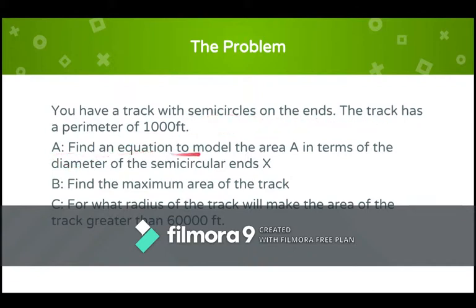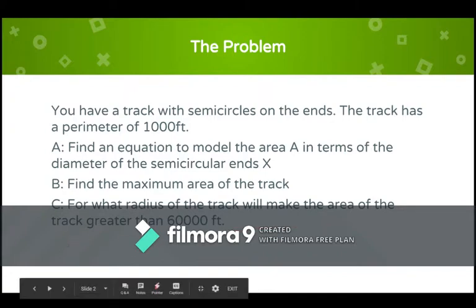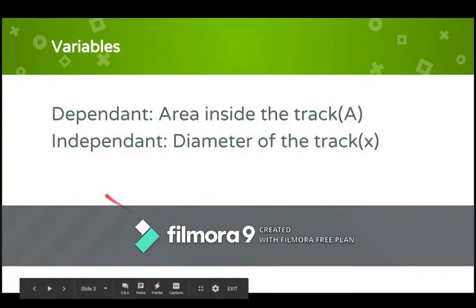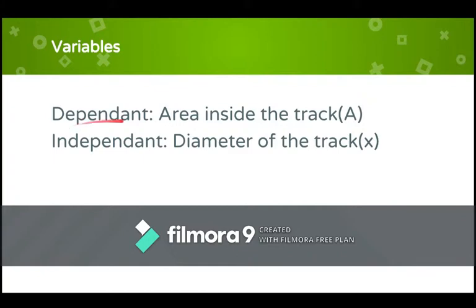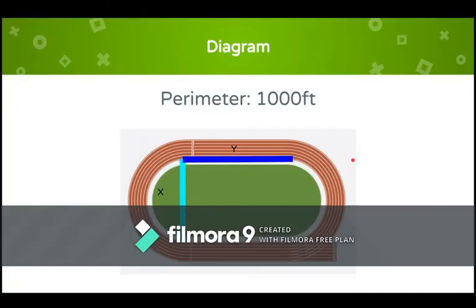Part A, we need to find an equation to model the area A in terms of the diameter of the semicircular ends, x. B, we need to find the maximum area, and C, we need to find what radius of the track will make the track area greater than 60,000 feet. So for starters, the dependent variable is the area inside the track, A, and the independent is the diameter of the track, x. So here's the picture.